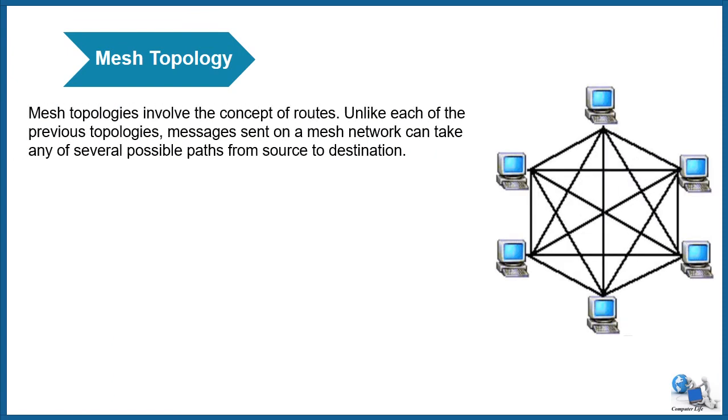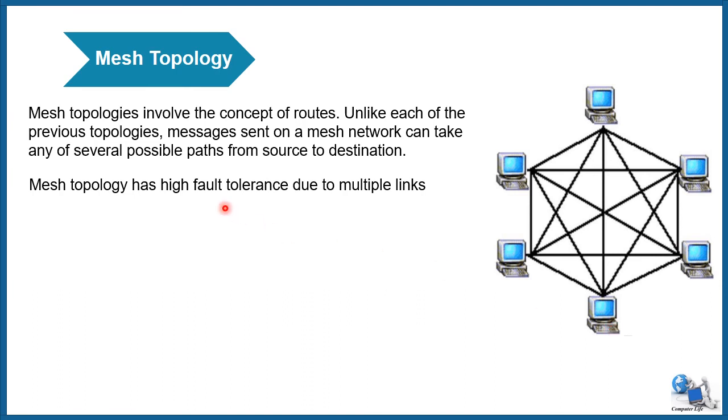The last topology is mesh topology. Mesh topology involves the concept of routes. Unlike each of the previous topologies, messages sent on a mesh network can take any of several possible paths from source to destination. For example, if this computer system wants to send data to this system, it can send directly, or it can send through this computer system, or through this one, or it also has another option like this, and from this they can share the information.